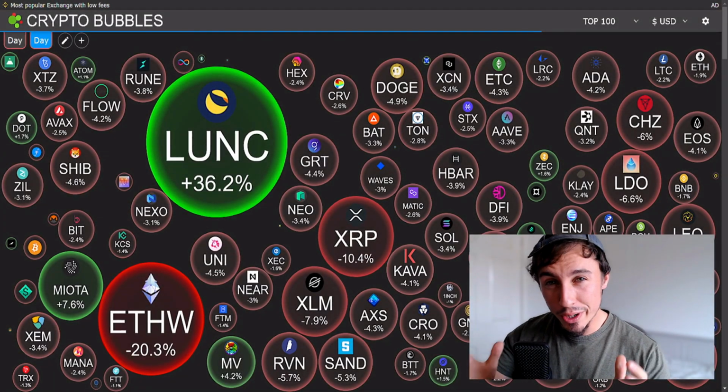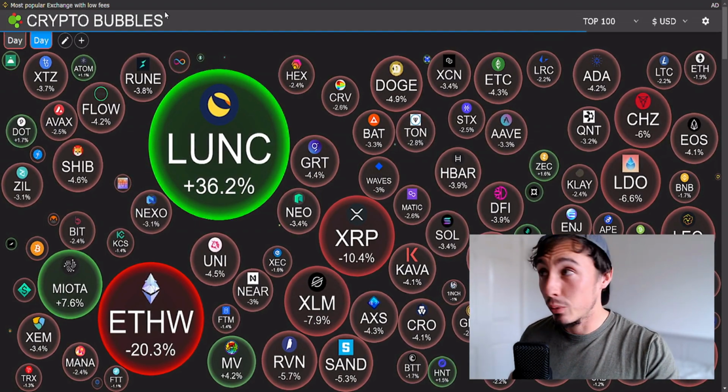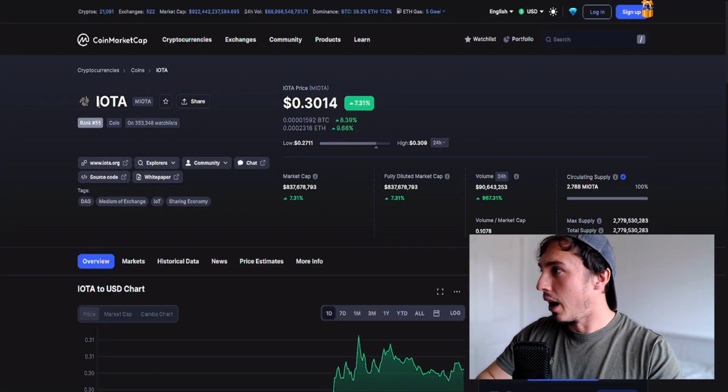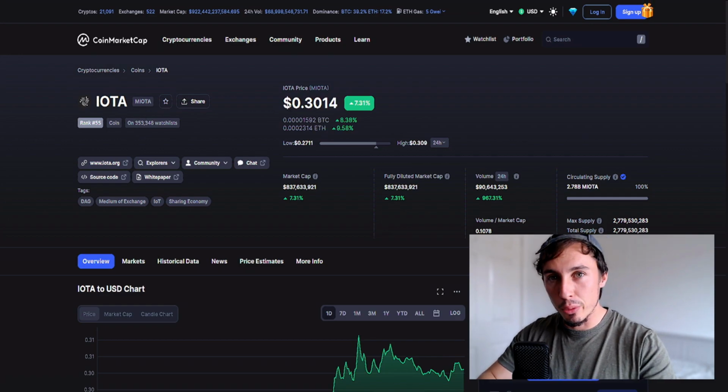Ladies and gentlemen, we've got another crypto pumper to look at today. And no, it's not Luna Classic. We're looking at IOTA, MIOTA, which is up 7.31%. Really, really bullish price momentum recently for IOTA.